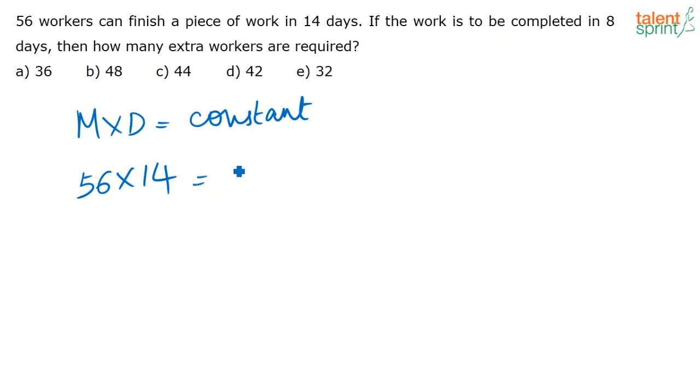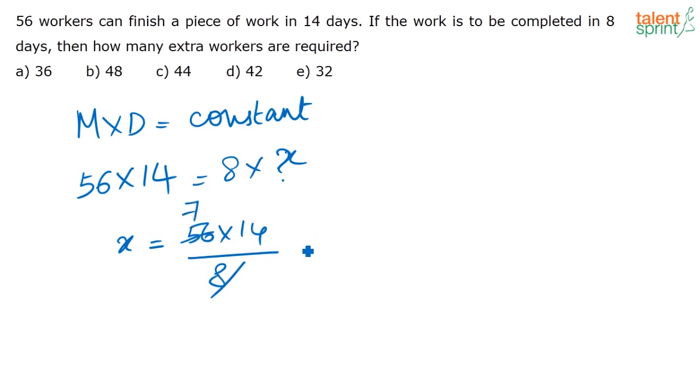It is equal to, if the work is to be completed in 8 days, then how many extra men are required is what they are asking. So if 56 into 14 is equal to 8 into x, let's say x. Okay, so how many men will finish the work in 8 days? See, 56 workers can finish a work in 14 days. So x workers can finish the work in 8 days, or x is equal to 56 into 14 by 8, correct? This is 7. That is 14 into 7 is 98. So I'm getting 98 people can finish the work in 8 days.